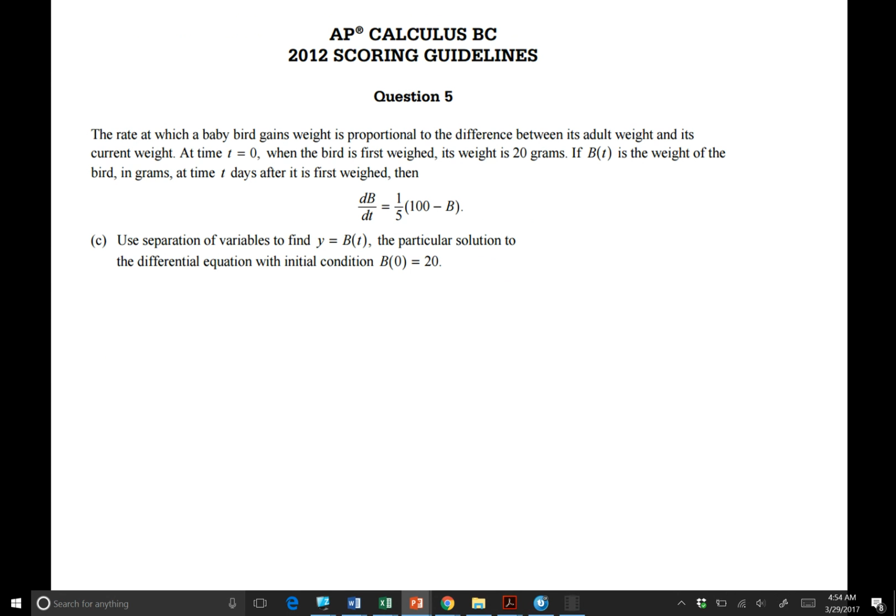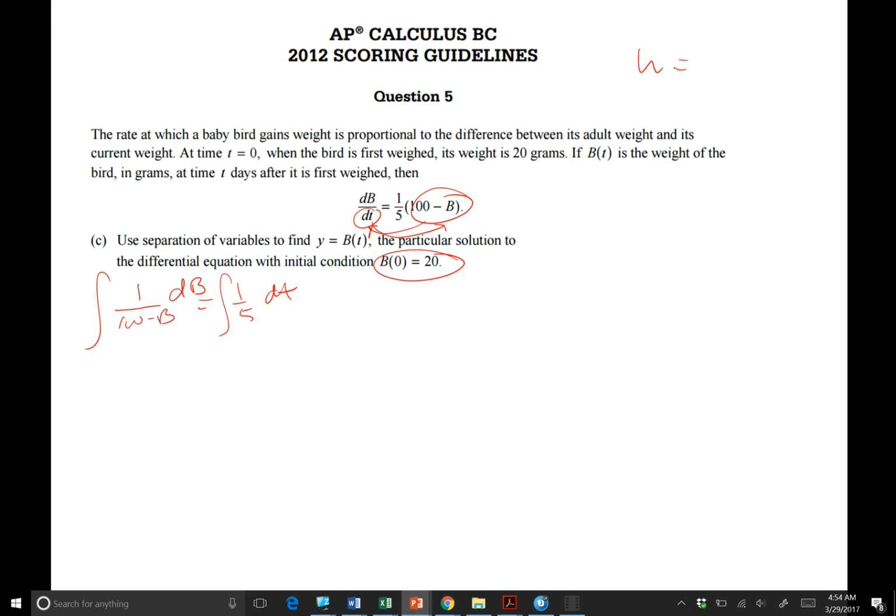Okay, let's take a look at part C. So we're supposed to use separation of variables to find the particular solution using that initial condition. So I'm going to start by moving my dB to the left and the dt to the right. So we've got 1 over 100 minus b db equals 1/5 dt. I'm going to go ahead and integrate. I just earned a point for separating the variables.